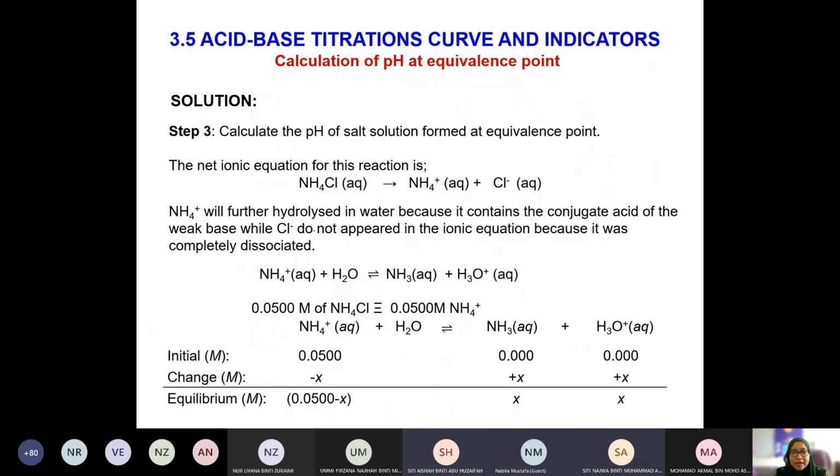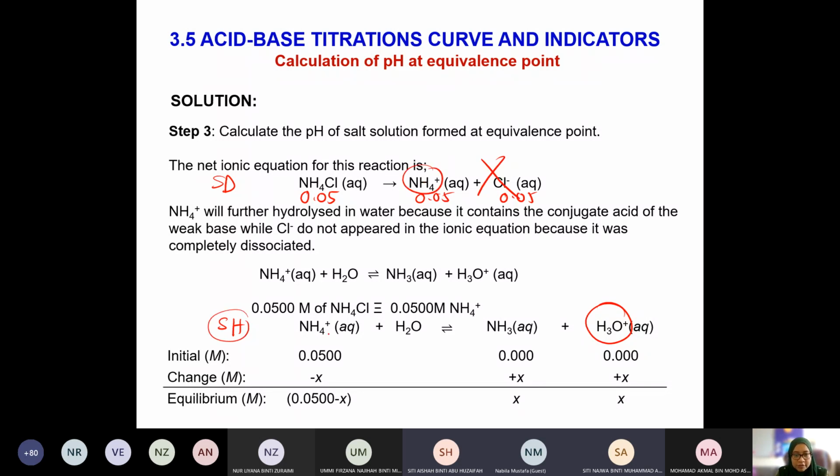Okay, alright. So you kena ada this one, apa nama tu, salt dissociation. This is the salt dissociation. Okay, and then you have this salt hydrolysis. You may use ice table or you may use the alternative method. Yes, sebab you kena produce H3O plus kan. So this is the salt hydrolysis. Initially tadi kan kita dah dapat this is 0.05. Okay. So it will also produce 0.05 and 0.05 of this. So this will not be hydrolyzed, but this one will hydrolyze it.